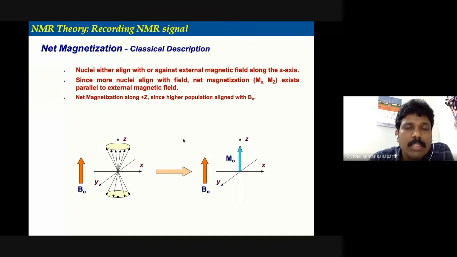And you can see that the classical description of magnetization is this. In principle, I have already described the concept. Classically, if you want to understand the net magnetization vector, you take the concept of spinning nuclei. In the presence of an external magnetic field, you have more alpha spins and fewer beta spins. The difference is what is referred to as the net magnetization.